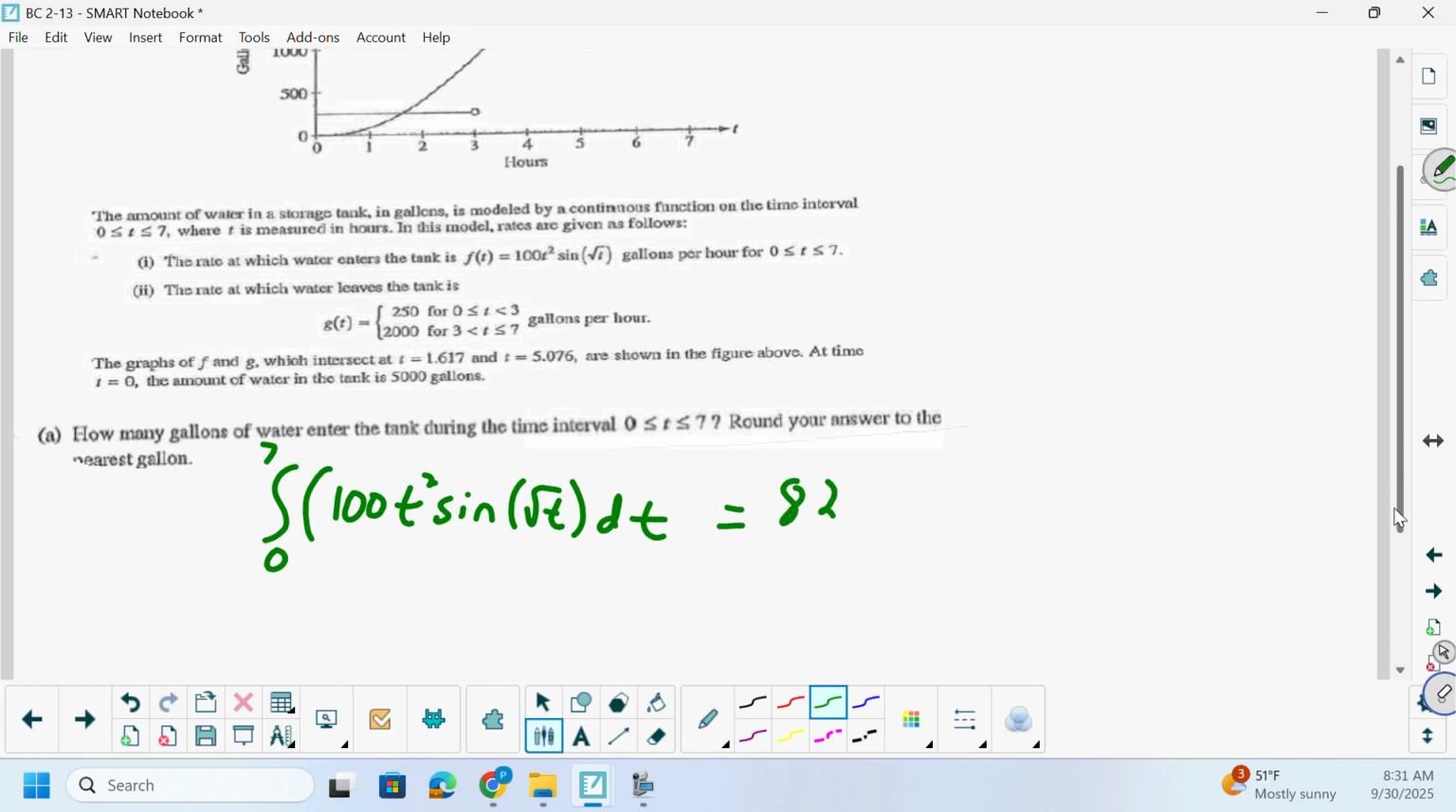So we should have gotten 8263.80. Check for rounding. They want to the nearest gallon. So we should have 8264 and stick your units on that for gallons.